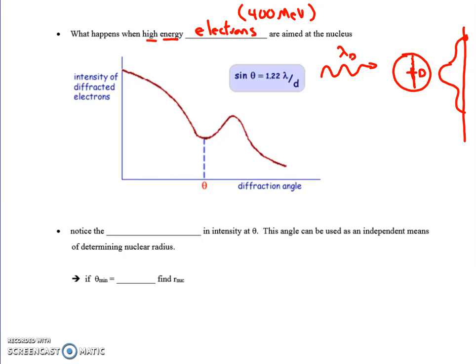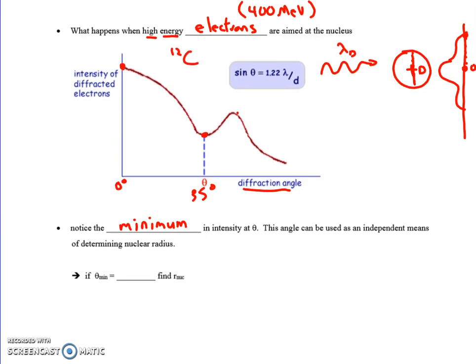So what you have here is the intensity of diffracted electrons when fired at a particular nucleus versus the diffraction angle. Okay, in other words, if this is 0 degrees right there, we have an angle that goes along there. And if you look closer, we see a peak like we'd expect at 0 degrees, and then it drops off, and then it rises again and drops off, and then this theta right here is our first minimum. Okay, and in this case, let's say it corresponds to 35 degrees. This is, by the way, a carbon nucleus, carbon 12. So for carbon 12, that angle would be 35 degrees.